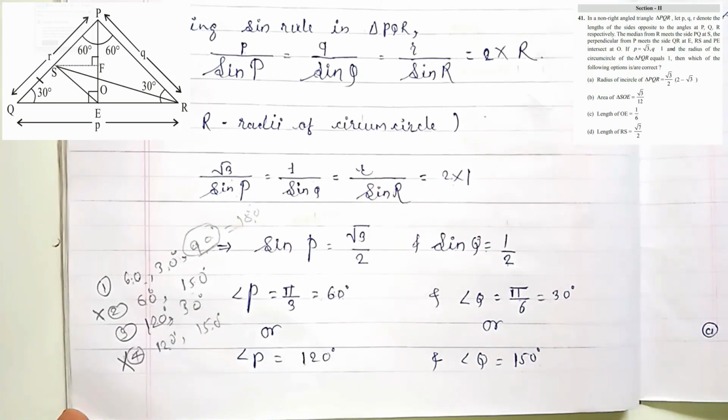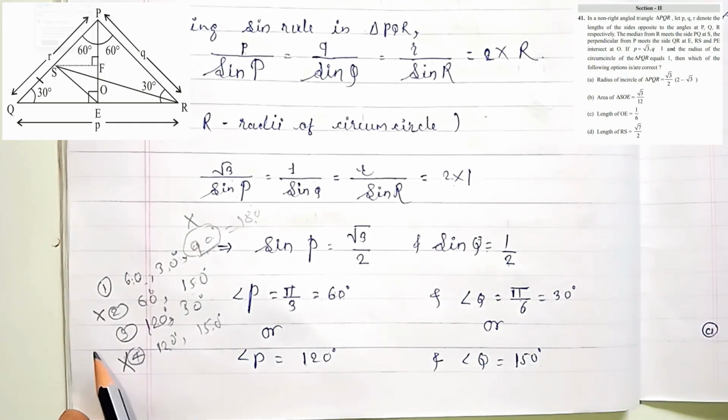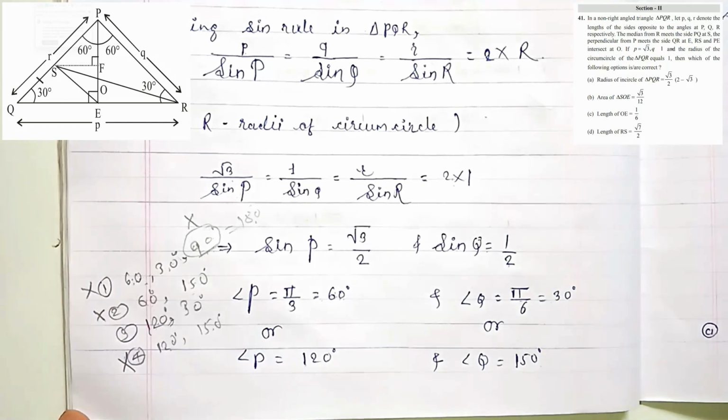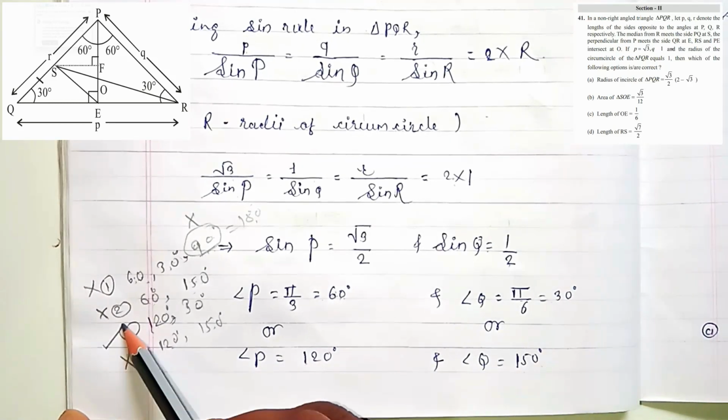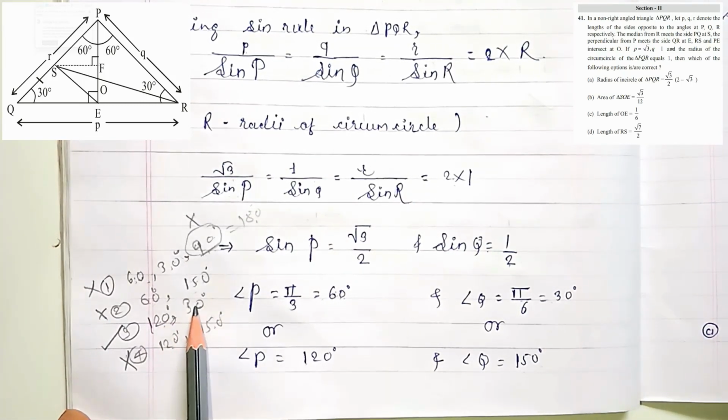But in our question, the triangle is given as a non-right angle triangle. That means a third angle of 90 degrees does not exist, so our first option is also wrong. Now the leftover option is 120 degrees and 30 degrees. This is the only possible option: angle P is 120 degrees and angle Q is 30 degrees.